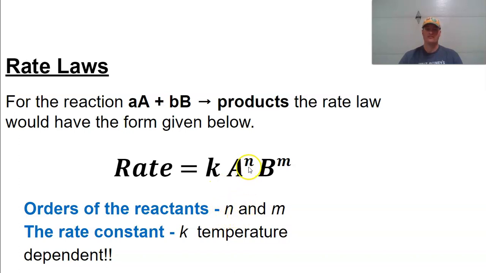Orders of the reactants, these are the bond orders. I'm sorry, not bond orders. These are the orders of the reactants. So you can see that N and M are not matching the coefficients. They don't just match the coefficients. You need to do more of that.